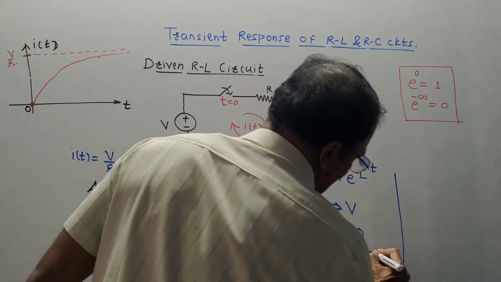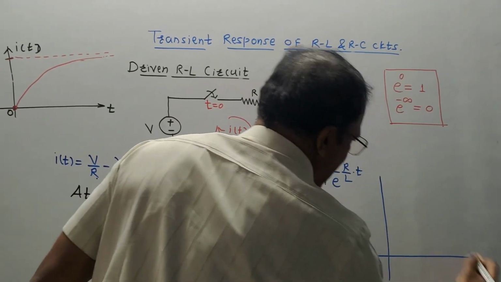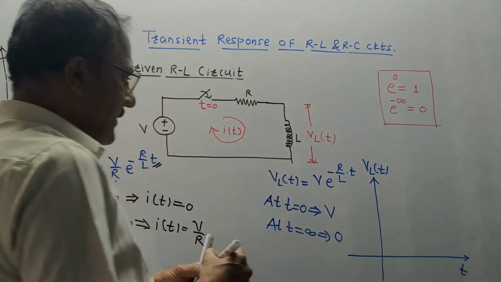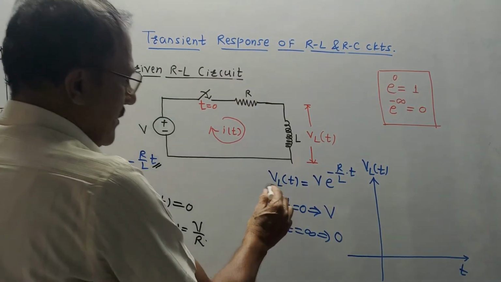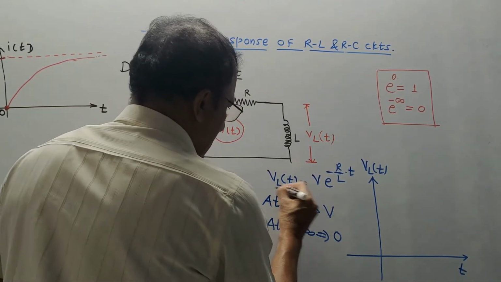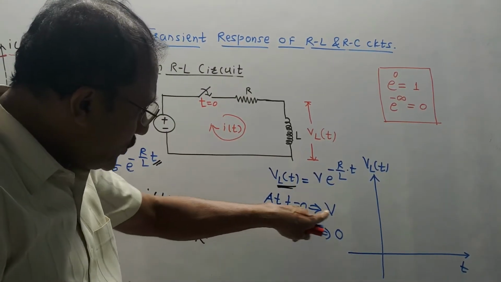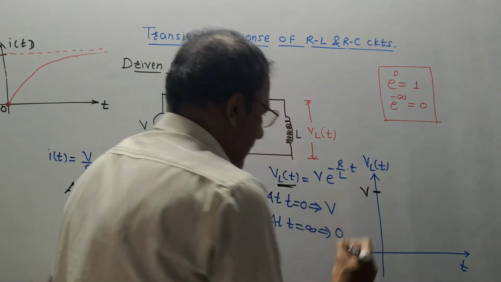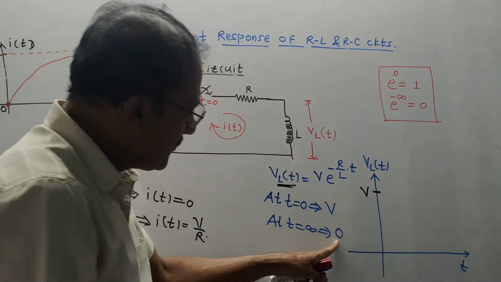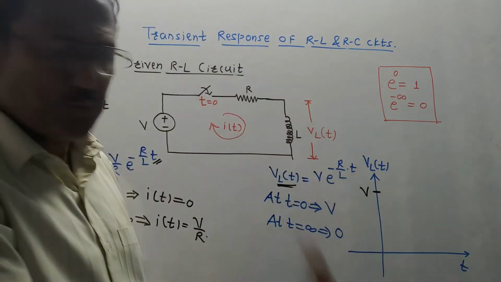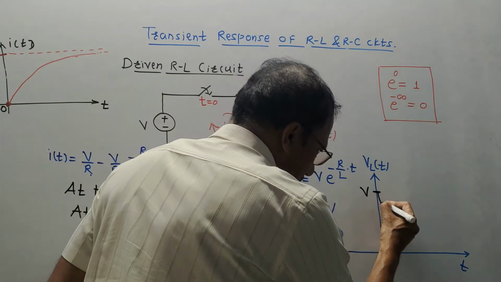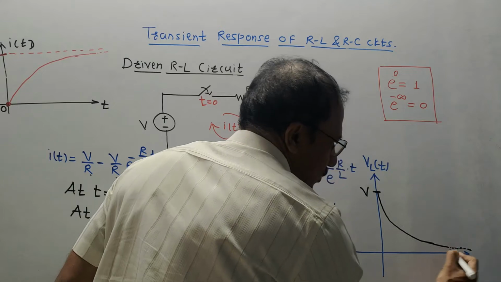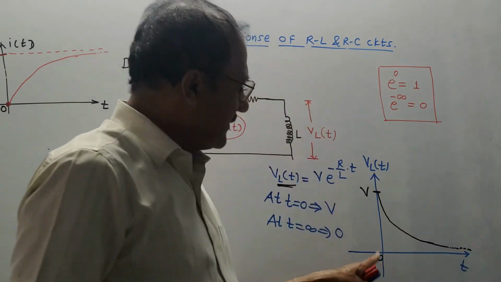Now how to plot this graph? Again the same logic. On the x-axis, I will plot t. On the y-axis, I will mark VL of t, that is the voltage across the inductor. Now at t equals 0, we have the value V. So somewhere I will mark V over here. At infinity, the value becomes 0. As I mentioned, the graph is exponential, so the graph starts from this point and reaches 0 at infinity. I have shown it by a dotted line. This is the 0 point.